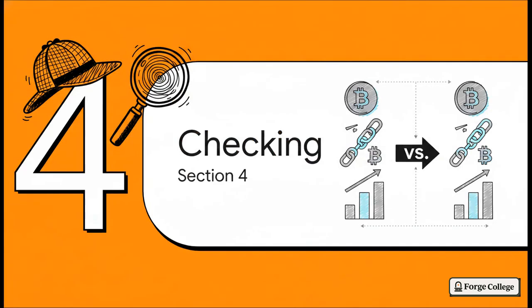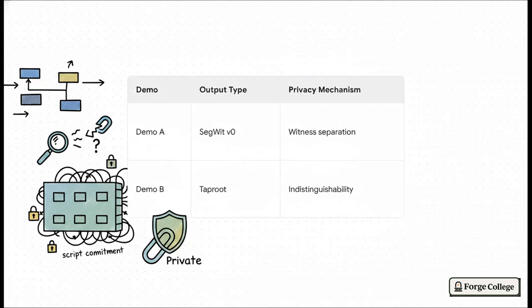Okay, let's get into Section 4, checking the privacy results. So, the big question, did we fool the detective? Comparing our findings head-to-head, the absolutely crucial point is mapped out right here. In Demo A, utilizing SegWit version 0, our primary mechanism was witness separation. Now, that was great for protocol efficiency for sure, but as we just saw, it left us totally vulnerable to change heuristics. The snooper could easily link our activity.